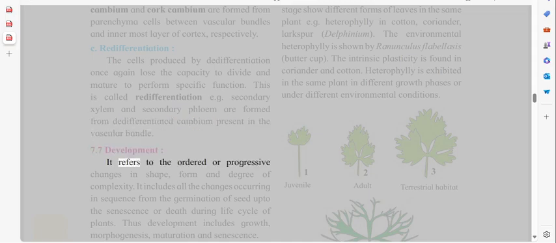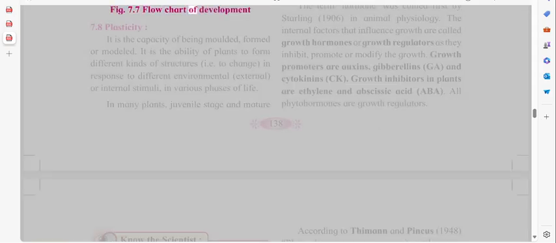7.7 Development. It refers to the ordered or progressive changes in shape, form and degree of complexity. It includes all the changes occurring in sequence from the germination of seed up to the senescence or death during the life cycle of plants. Thus development includes growth, morphogenesis, maturation and senescence. Fig. 7.7 Flow chart of development.